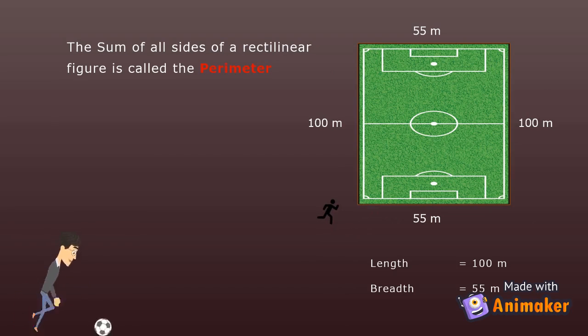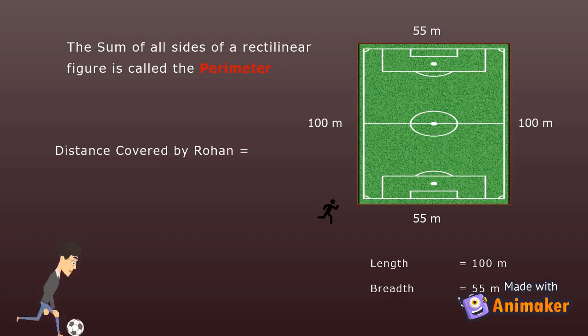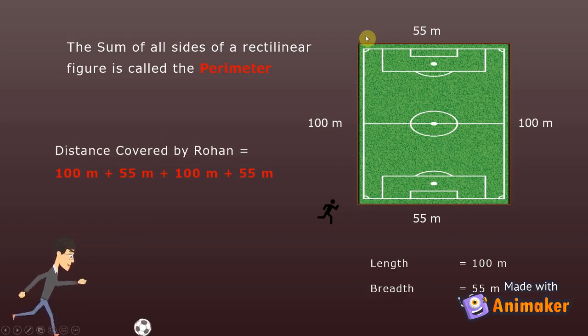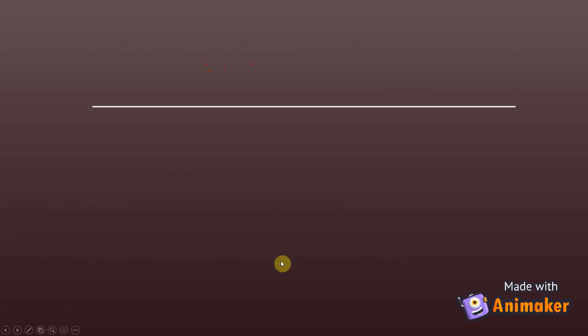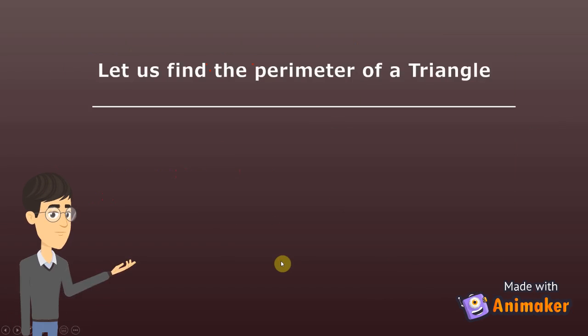So what is the total distance that Rohan covered? 100 meters for the length, then 55 meters for the breadth, then again 100 meters for the length, and another 55 meters. That's a total of 310 meters. So this 310 meters is equal to the perimeter of the rectangular football field. Good job, everyone. Now, can we find out the perimeter of a triangle?